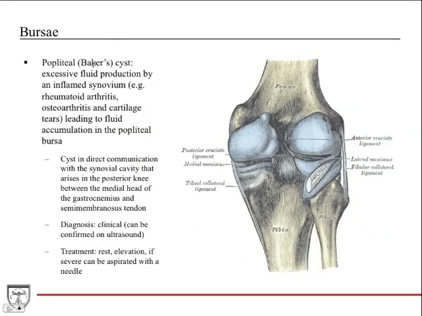A popliteal cyst, also known as a Baker's cyst, is excessive fluid production by an inflamed synovium. So that would be in the joint here. Examples of causes would be rheumatoid arthritis, osteoarthritis, and then cartilage tears.